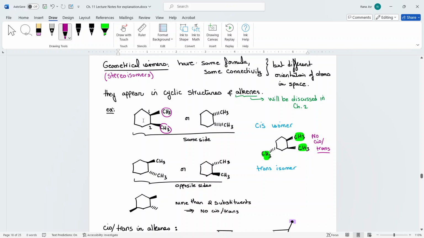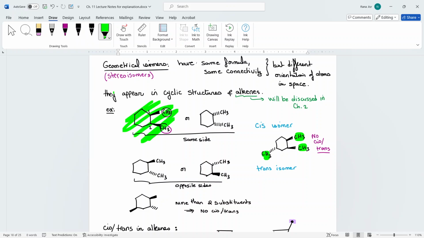Between the cis and the trans, you cannot do rotation. There is no rotation from here to there unless you break the cycle. You cannot make cis substituents trans unless you break the cycle, twist it, and then connect it back, and then you go from the cis to the trans. So this is why we call those geometrical isomers. They have the same connectivity. Everything is the same.